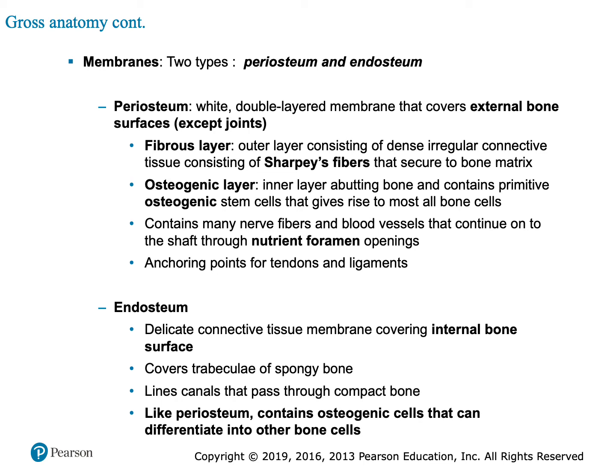On the inside, just like that osteogenic layer. Remember, Genesis, the book of Genesis, is the beginning. Osteogenic is the beginning of bone, because that's where we're going to have the cells that are going to make bone. Endosteum is going to have those osteogenic cells too, and they're lining the inside surface of the bone, and it's even going to cover those little trabeculae and line canals.